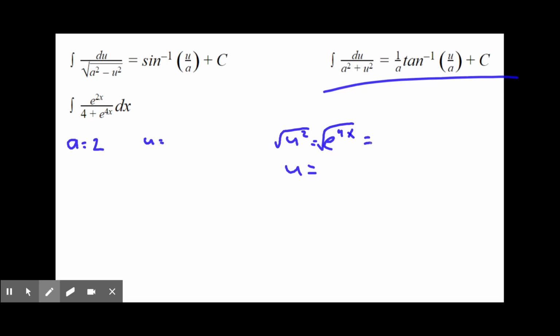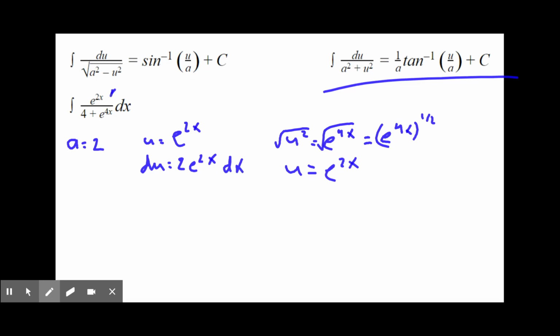Another way I can write square root is to write it to the 1/2 power, okay? And then at this point, I could multiply my exponents and get e to the 2x, which makes sense because if I do e to the 2x times e to the 2x, it becomes e to the 4x, because in that case I would add my exponents. So my u is e to the 2x. Beautiful. Now my du is equal to the derivative of u. The derivative of e to the 2x is going to be e to the 2x times 2, which is 2e to the 2x dx.